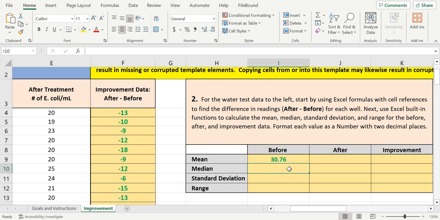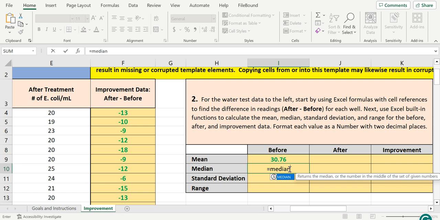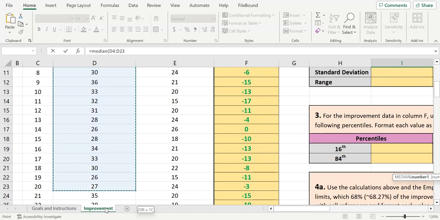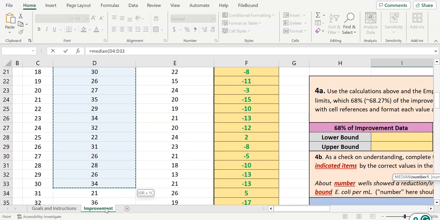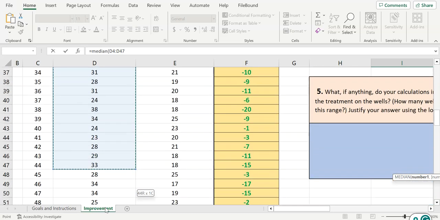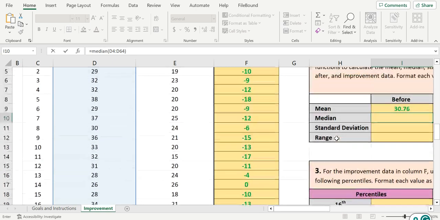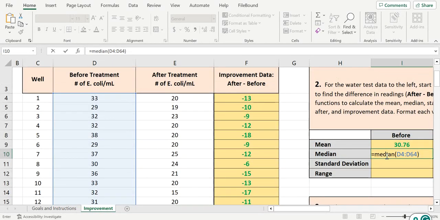For median, you're going to use the function median. So equal sign, type out the word median, open the parenthesis, and go select the appropriate data. So for the before data where I'm working, I'm going to go to column D and highlight all of the before numbers. Once I finish highlighting, I'm going to close the parenthesis and then hit enter. And just like before, you can autofill this to the right. You can autofill all of these functions as you go. So there's my median function. I've highlighted everything in column D, and then I hit enter.